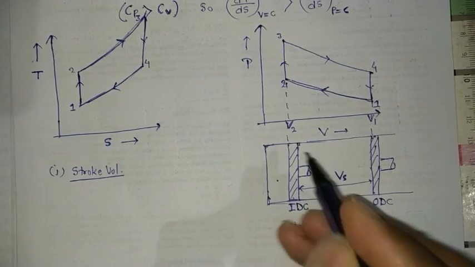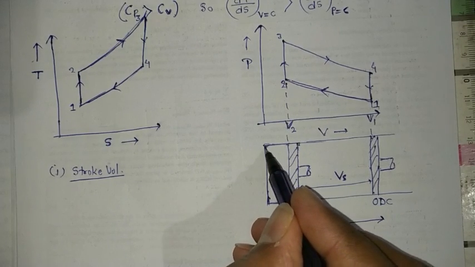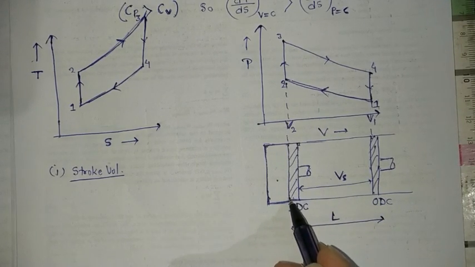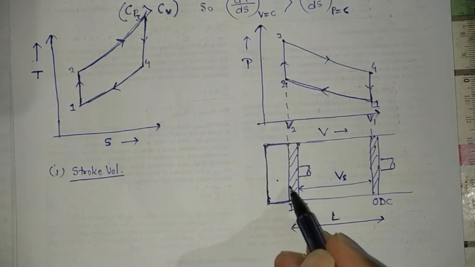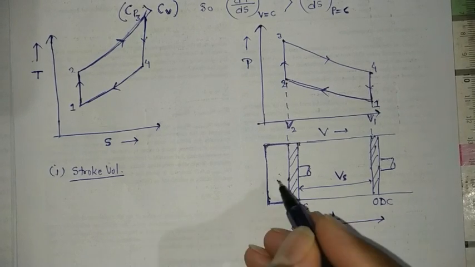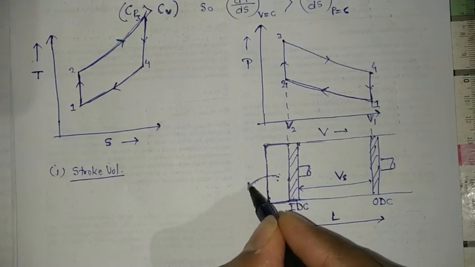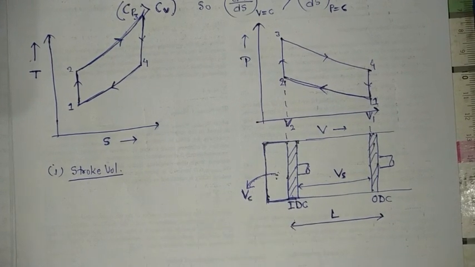This is called the clearance space. This is the cylinder head and this is the piston. So the space between the cylinder head and the piston at the position of IDC is called clearance space, and the volume occupied by the clearance space is called clearance volume, VC.